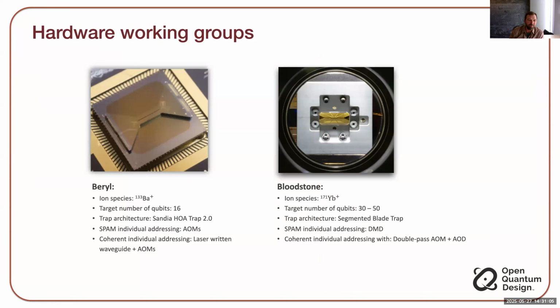delineated into what we call working groups. Those roughly align with two species of ions. One is this barium 133. Is this the radioactive one or is it 134? I forget. One of these labs has a radioactive ion. The other one, Bloodstone, is a terbium-171. This is the one I've only worked on myself.